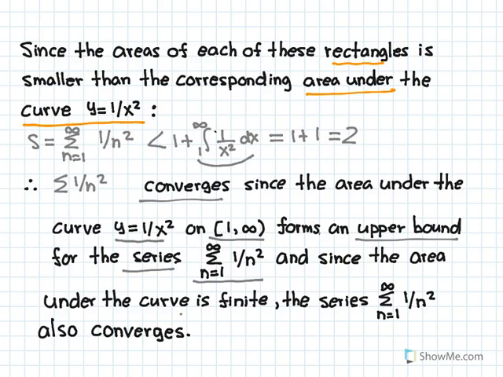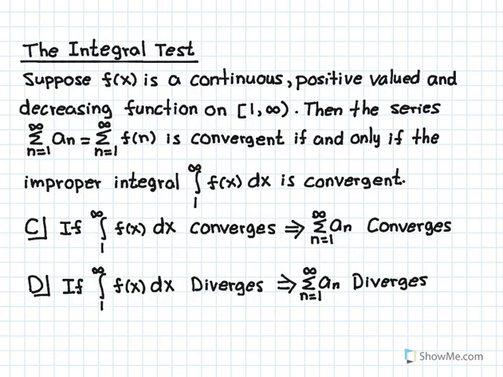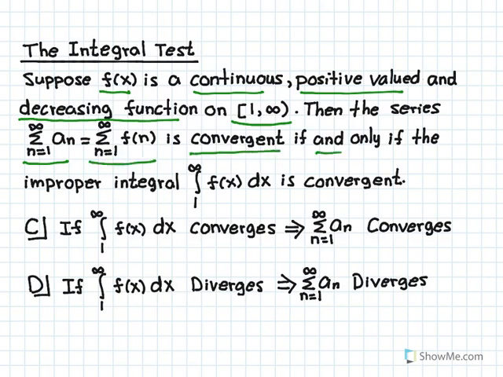And since the area under the curve is finite, since the integral converges, the series summation n equals 1 to infinity 1 over n squared also converges. So now let's talk about the integral test. Let's look at the formal definition of the integral test. Suppose that f of x is a continuous, positive valued, and decreasing function on the interval 1 to infinity. Then the series given by summation a n, which is summation n equals 1 to infinity f of n, is convergent if and only if the improper integral from 1 to infinity f of x dx is convergent.